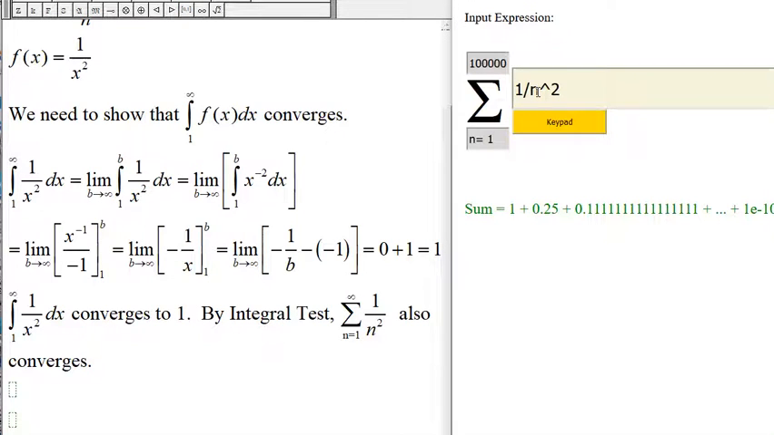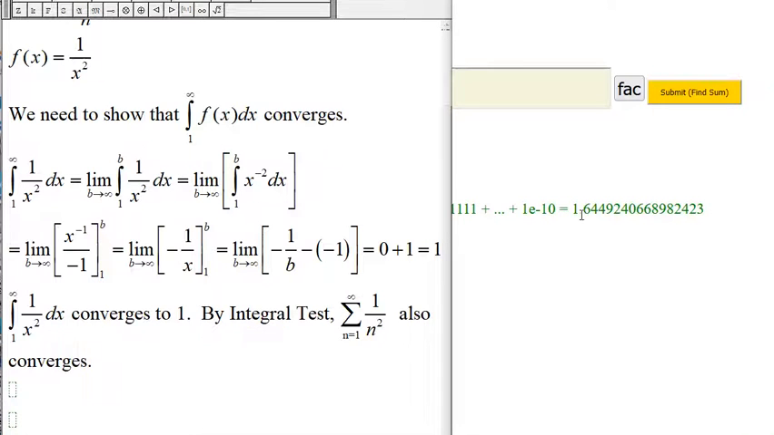Here we have the infinite series, which is the first 100,000 terms. The first 100,000 terms is about 1.64492, and so we can see that it's not 1. And so one more time, whenever the integral converges to some finite number, all we can say is that the infinite series also converges to a finite number, but not the same number. So this integral converges to 1, but the infinite series does not converge to 1.